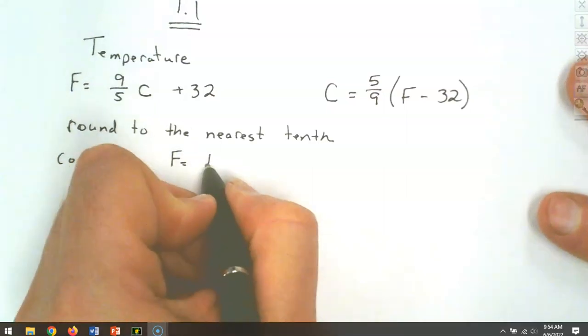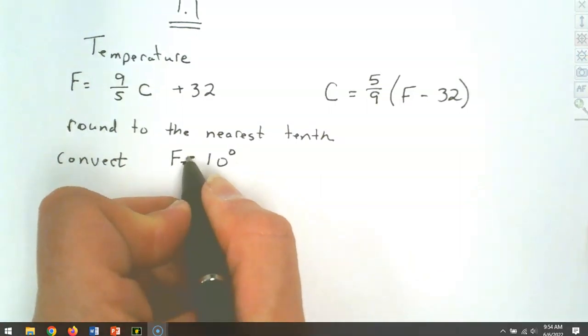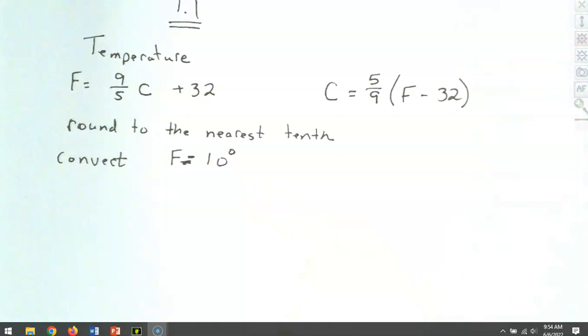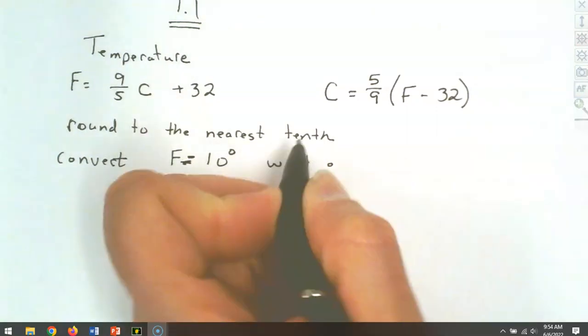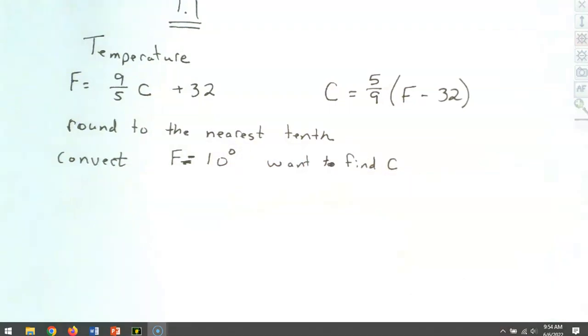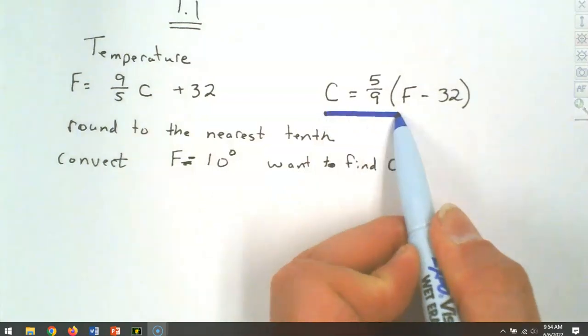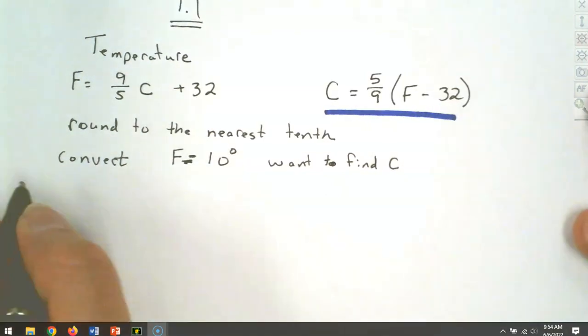How about 10 degrees Fahrenheit? So we want to convert now 10 degrees Fahrenheit to what that would be in Celsius. So what we look at is we look at what we want. Okay, we want to find C. We want the Celsius degrees, right? We've got the Fahrenheit temperature. We want to get the Celsius temperature. So that means that we are going to be using this one because that gives us what we want. We want to find the Celsius temperature. We are given the Fahrenheit temperature. So we're going to be using this formula.